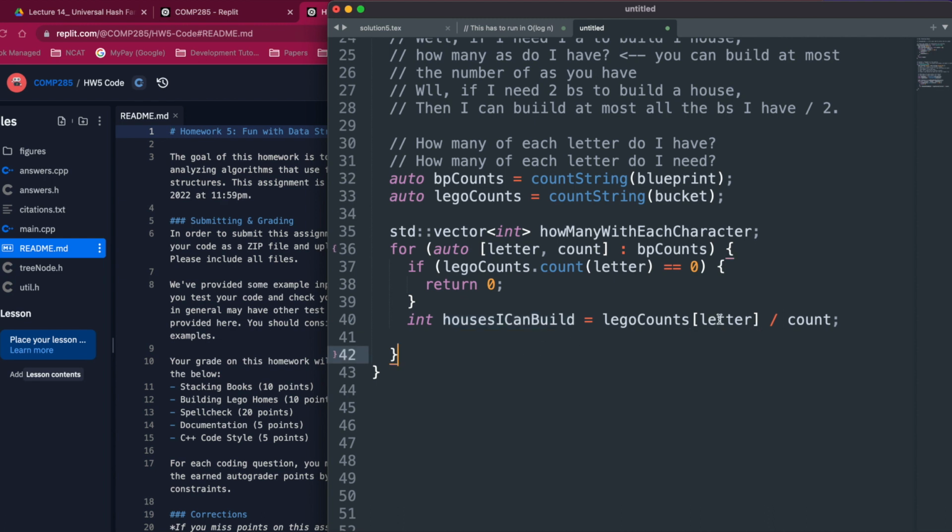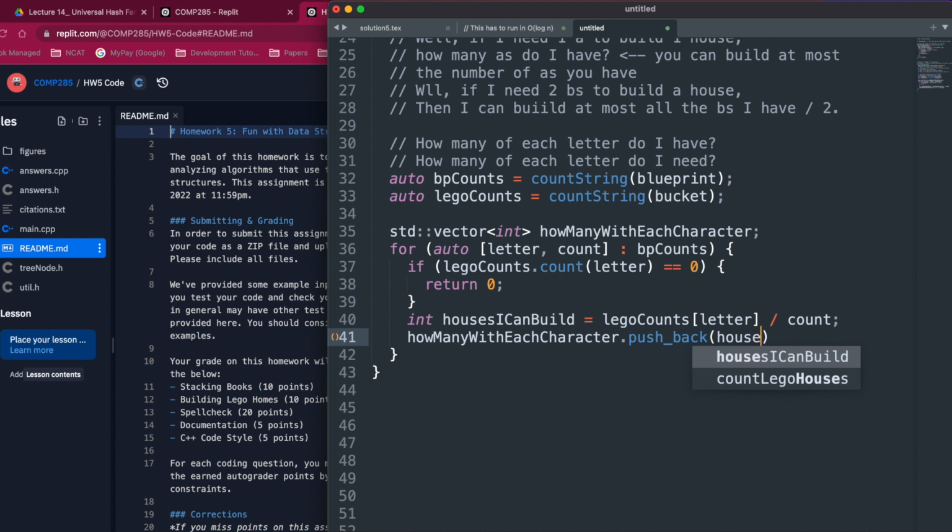So what we're going to do for that specific letter is just keep track of all of these. So we could say push back, houses I can build, for example. And then, now that we know all the different houses we can build, at most, with each character, we can just iterate through them and find the minimum, right?